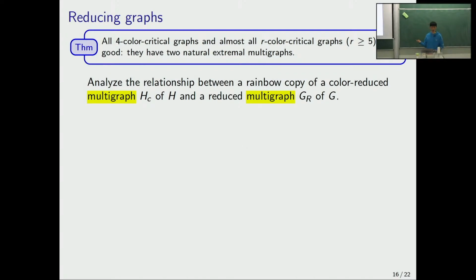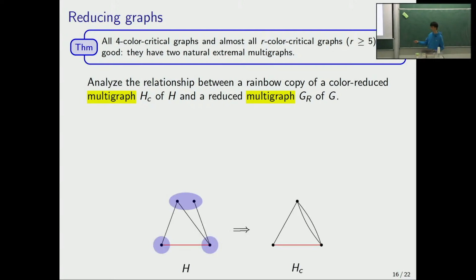So how to reduce H and G? Since reducing H is simpler, I'll say it first. So suppose you have H here. This is 3 color critical because we have one critical H here. And because it is 3 color critical, we can, for example, color these as red, these as blue, and these as green to make a proper vertex coloring of H. And for each color class, we make one vertex, and for each pair of color classes, we count the number of edges between them. So for example, between this and this, we have 2 edges.